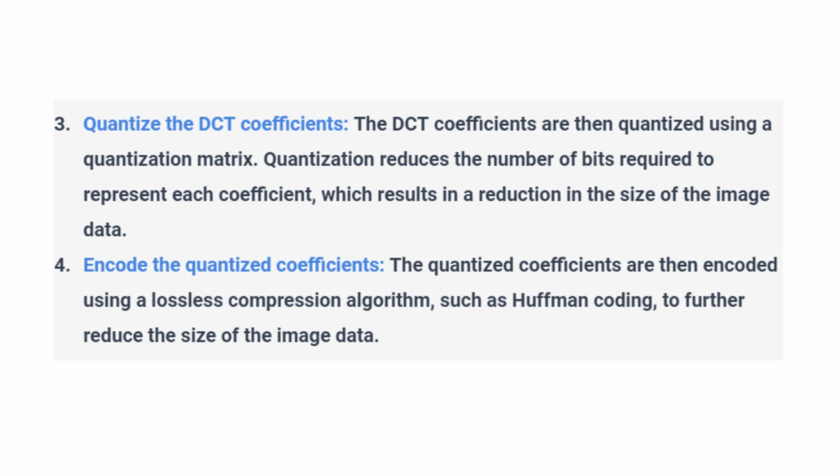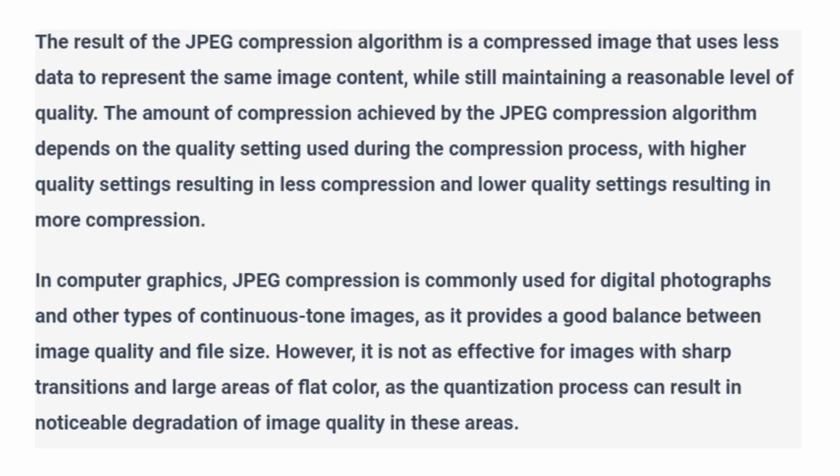Quantize the DCT coefficients. The DCT coefficients are then quantized using a quantization matrix. Quantization reduces the number of bits required to represent each coefficient, which results in a reduction in the size of the image data. Encode the quantized coefficients. The quantized coefficients are then encoded using a lossless compression algorithm, such as Huffman coding, to further reduce the size of the image data. The result of the JPG compression algorithm is a compressed image that uses less data to represent the same image content, while still maintaining a reasonable level of quality.